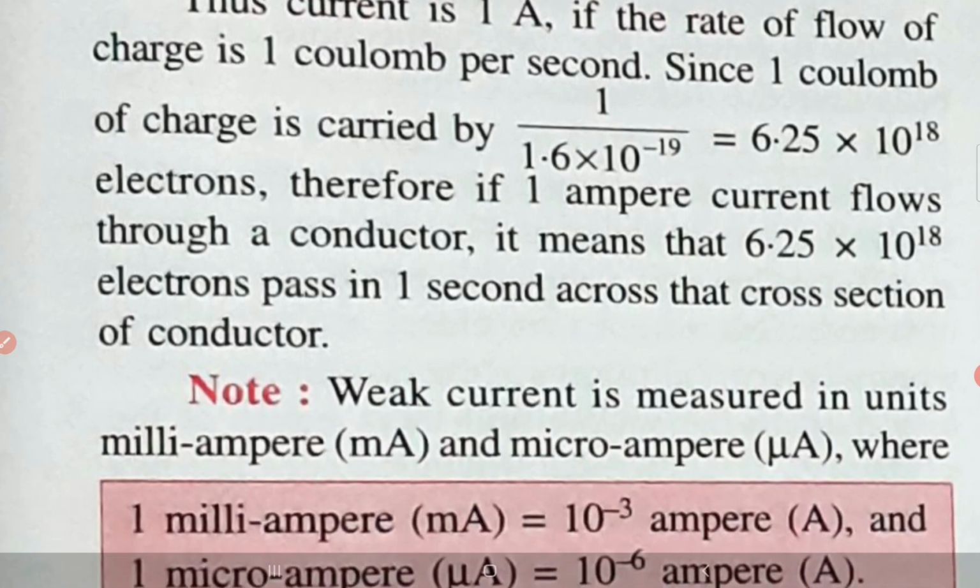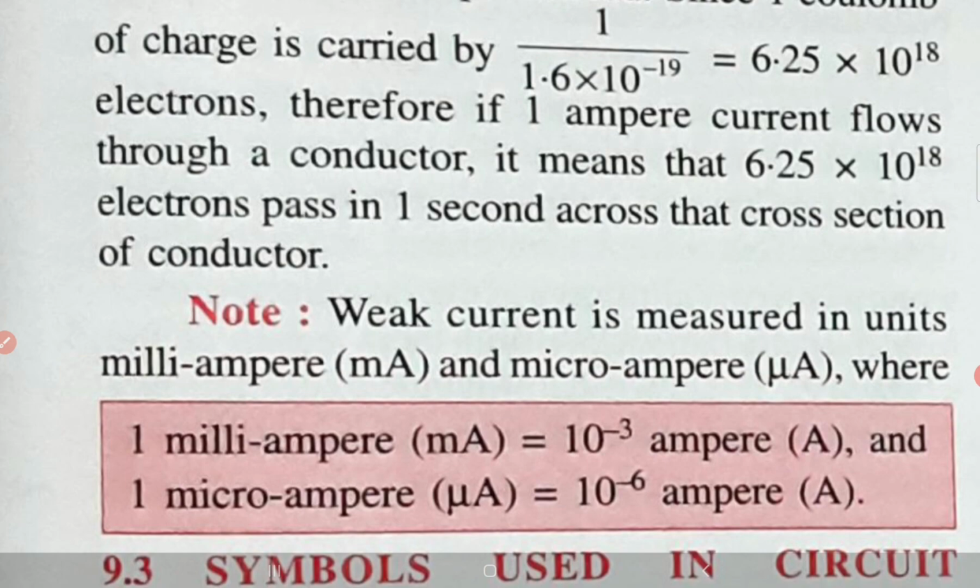Note, weak current is measured in units of milliampere or microampere depending upon the use and the strength of current. 1 milliampere is 10 to the power minus 3 ampere, whereas 1 microampere is 10 to the power minus 6 ampere. So this much for this video.